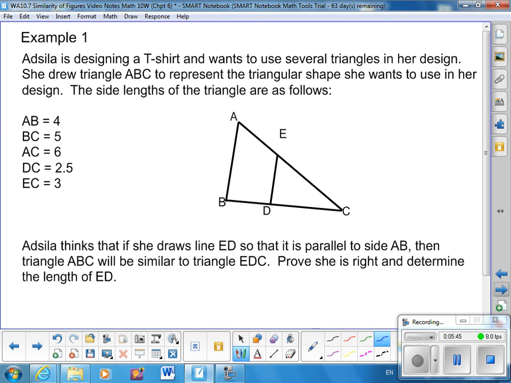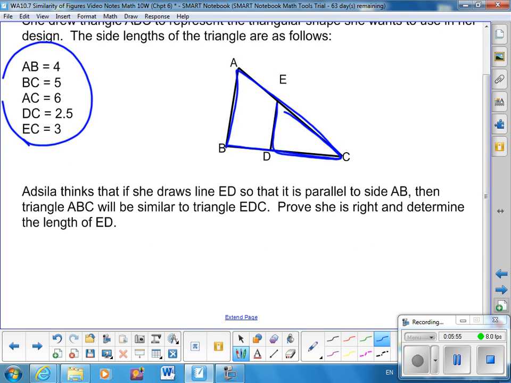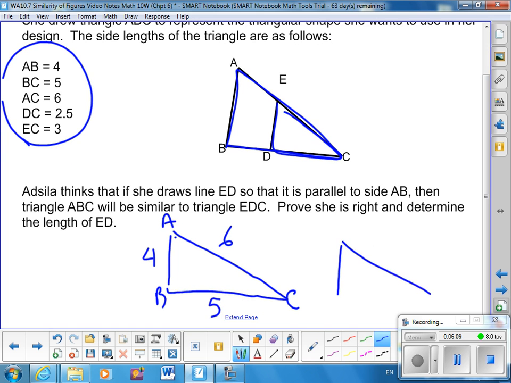Okay, so here this is given to you, and you have one big triangle on the outside, a little triangle on the inside. To make it easier and to put the dimensions on, I'm going to redraw them. So this is A, B, C, 6, 4, 5. And that's all given to you. And the smaller triangle is E, C, D, and 3, 2.5, and X.